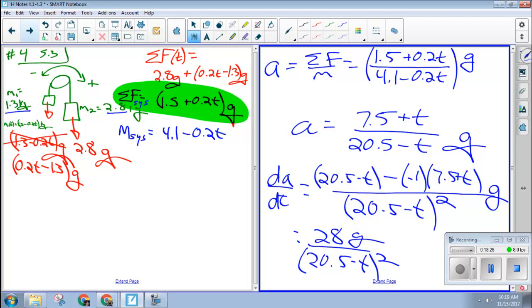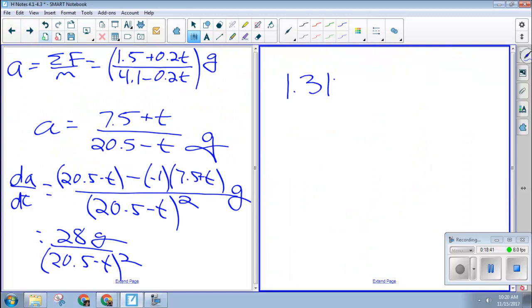6.5 seconds. Why 6.5 seconds? That's when you're out of water. Once this mass gets to 0, that's as fast as it can go, right? So when does that mass get to 0? Well, you've got 1.3 kilograms, and you're losing 0.2 kilograms per second for some number of seconds, and you want it to be 0. So in other words, how long does it take for your mass to go down by 1.3? So it takes 6.5 seconds. Cool? All right, questions?